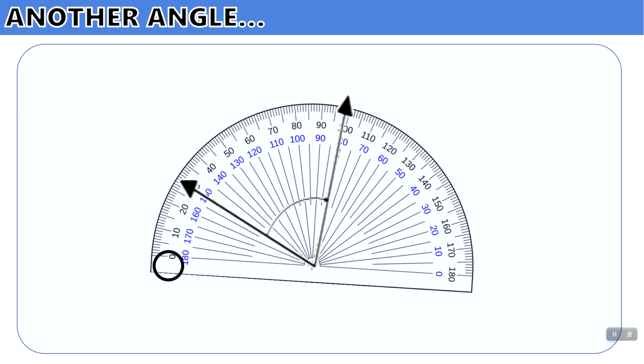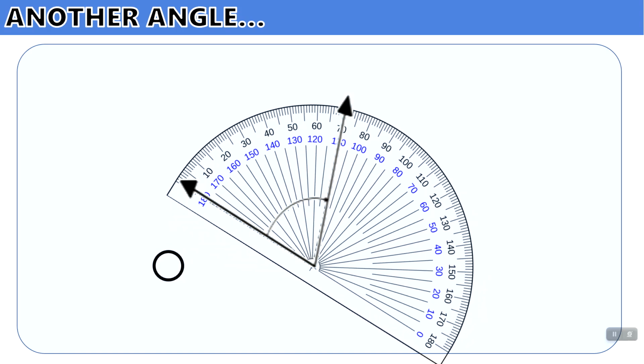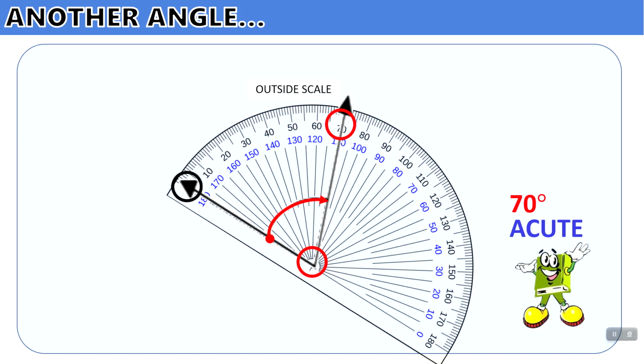Now all we have to do is tilt the protractor until the 0 lines up with the ray. We're also being careful that the vertex lines up with the middle of the protractor. And now you can see the 0 has shifted. Here is now the 0 underneath the ray, and it opens up like this. For the other ray, we look at the scale, and using the outside scale, because that is where the 0 started, our answer is 70 degrees. And that is an acute angle.